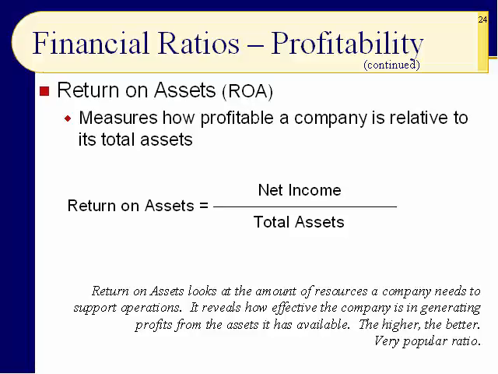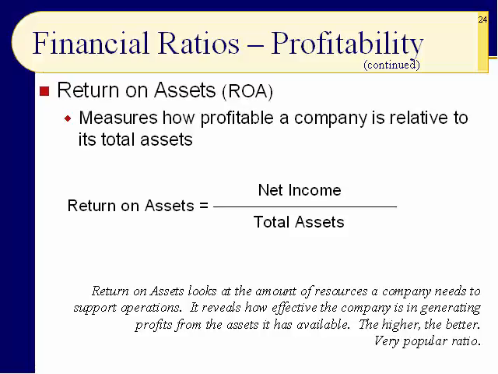So you take the net income, which we find on the income statement, the bottom line. Remember, the net income, the net profit, that's the bottom line. And we divide it by the total assets. Wait a minute, that's on the balance sheet, right? So we're relating our income to the assets that the company needs to support its operations. It reveals how effective the company is in generating profits from the assets it has available. And of course, the higher the better.